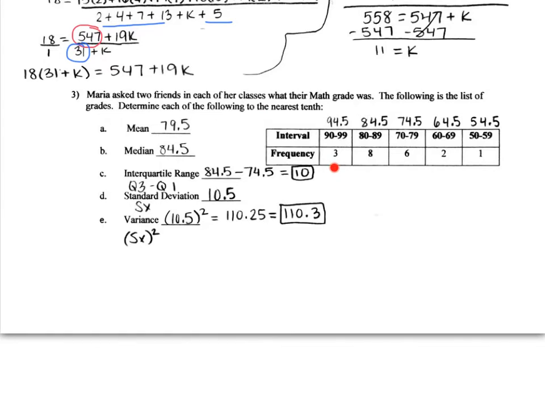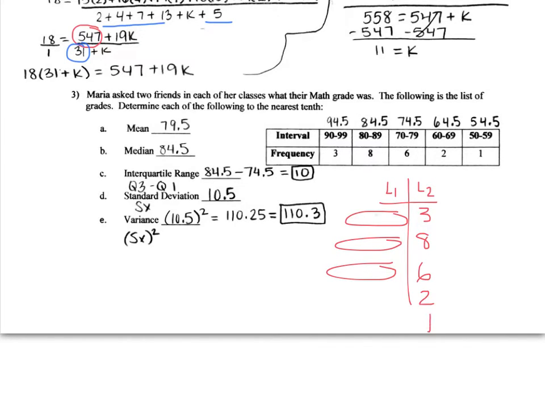Now remember, when we use the calculator and we're putting in L1 and L2, there's no way that I have the ability to put an interval in these data values for L1. The frequencies are easy. I could do 3, 8, 6, 2, 1. But now instead of putting in the entire interval, say 90 to 99 right here, we're going to take the average of 90 and 99 and divide it by 2. So I'll show you how I did that over here.